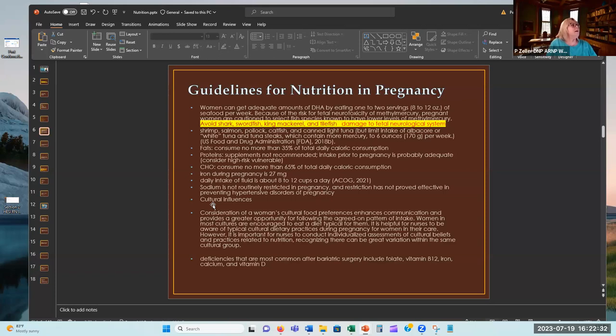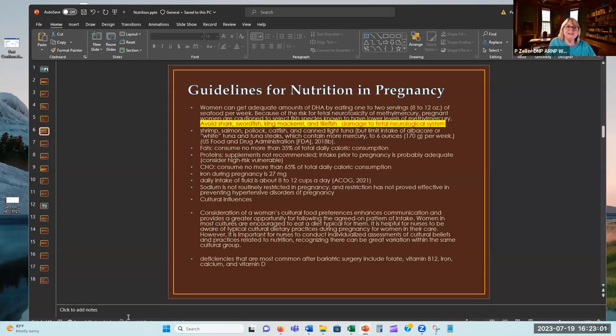But shrimp, salmon, catfish, canned light tuna, those are all safe, but they even recommend with those that they limit their intake to once or maybe twice a week. Okay. So keep that in mind when you consider all of the aspects of a woman's lifestyle, her ethnicity, her culture, what typical things they eat. And this is one food group that we have to be careful about.